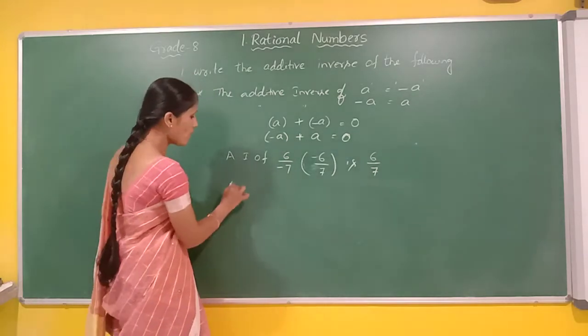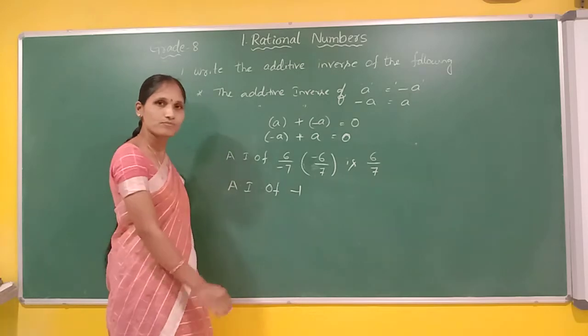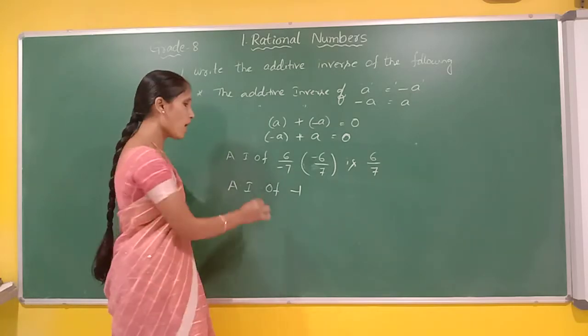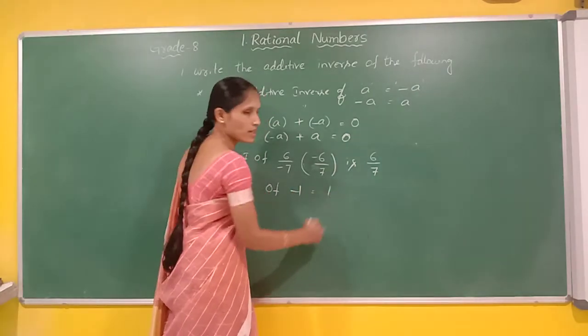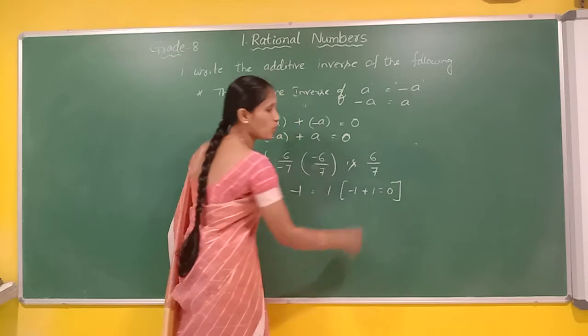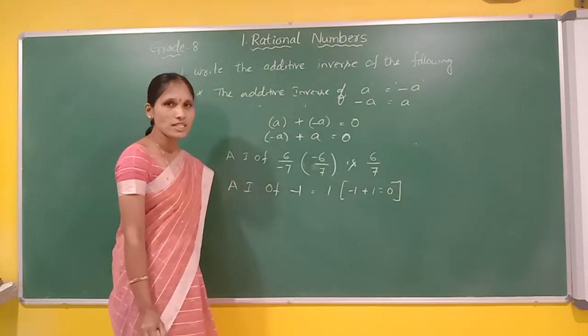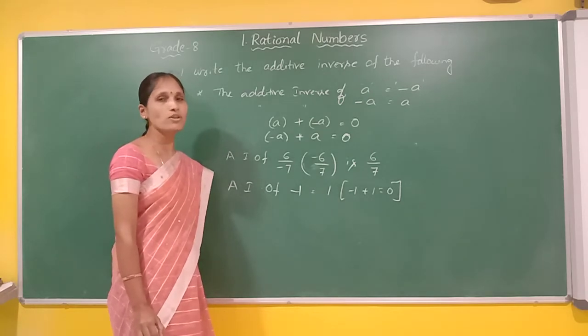One more. What is the additive inverse of minus 1? That is plus 1, because minus 1 plus 1 equal to 0. Now you understand how to write the additive inverse of a given number? Let's go to another example.